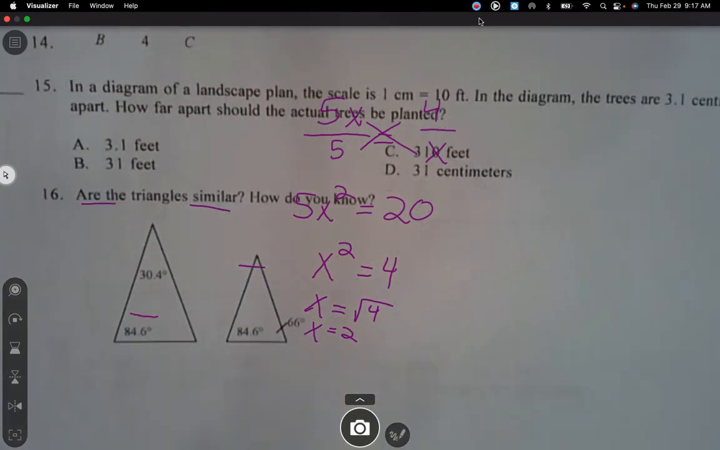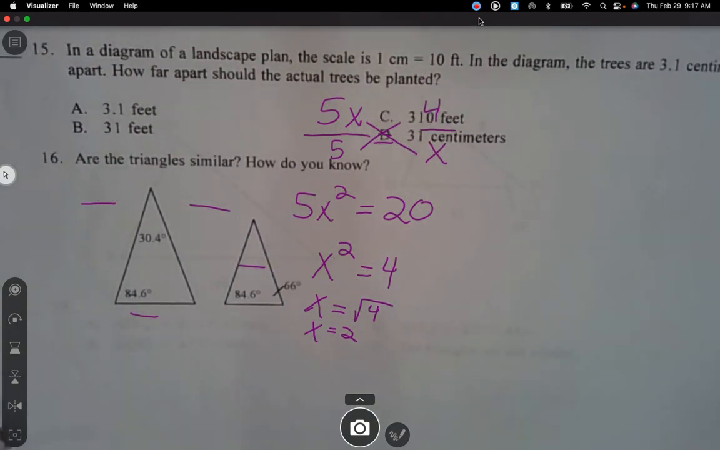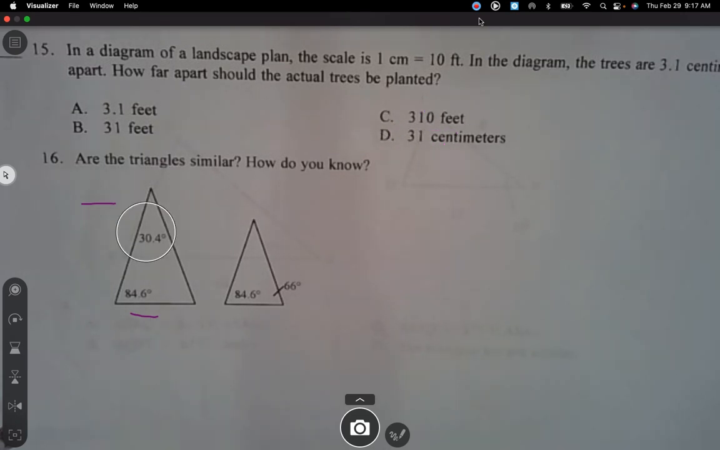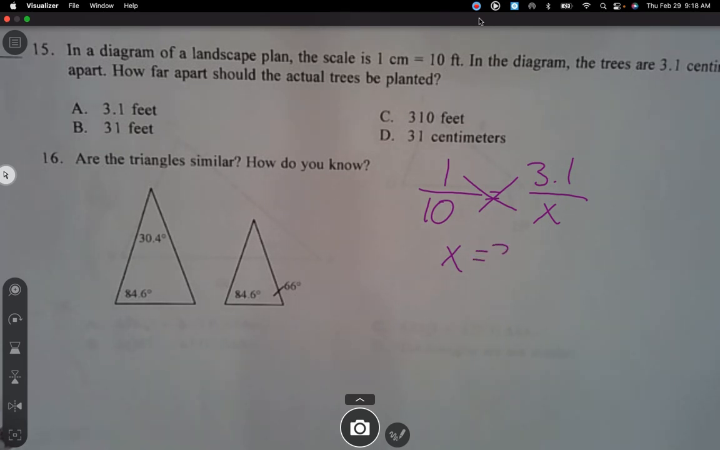Okay. Let me move it up. So number 15, it says you've got this scale diagram. They don't want you to change anything. They just tell you 1 centimeter is 10 feet. It represents 10 feet. Then they tell you centimeters. Where do the centimeters go? If I did 1 centimeter up top, I put centimeters right here. I'm going to find out how many feet that is. Okay? So, I cross multiply, and I get x equals 31.